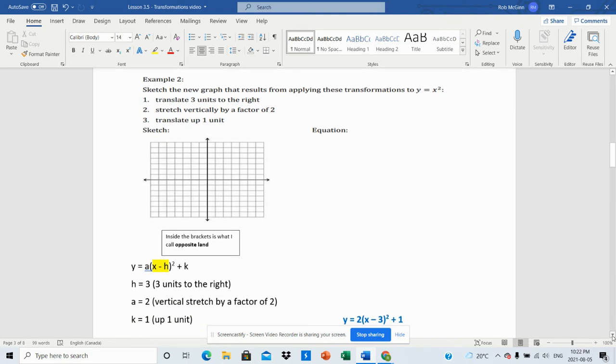All right, so let's start applying these transformations. Well, if we're going 3 units to the right, that tells us that h is going to be 3. We're moving 3 units to the right. h is 3.